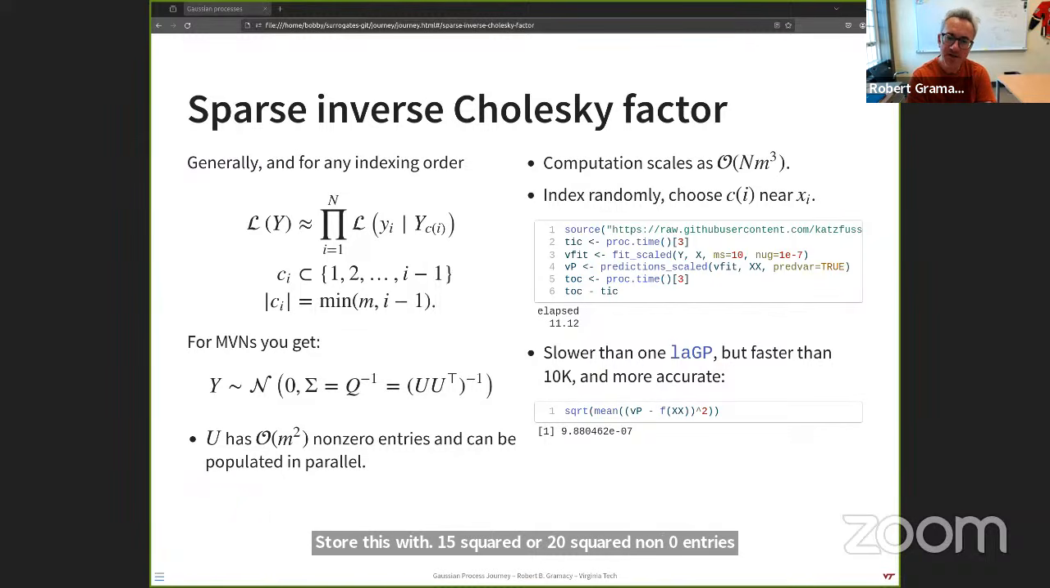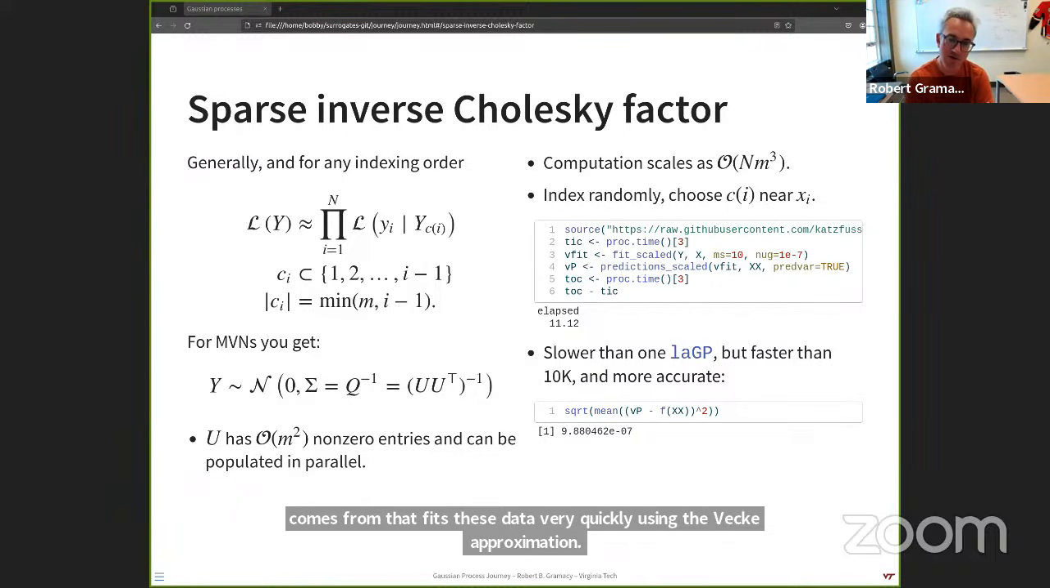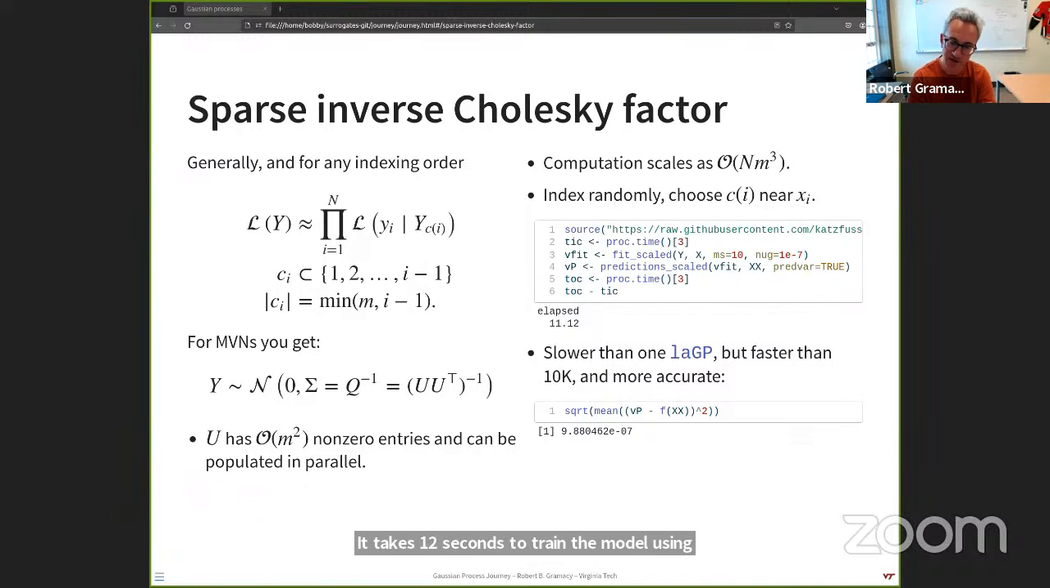To illustrate this for you, I'm using some code that comes from Matthias Katzfuss, that fits these data very quickly using the Vecchia approximation. It takes 12 seconds to train the model using the data that I showed you earlier that had 40,000 training data locations and 10,000 testing data locations. So it's faster. It took LAGP 50 seconds, but this one is done in 11 seconds. And it's also more accurate. It gives a slightly better predictive accuracy.